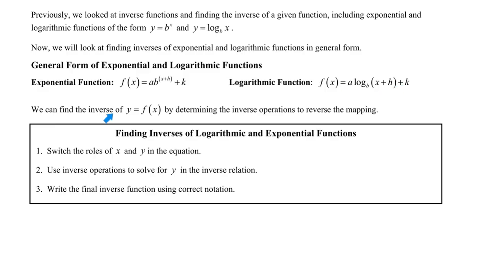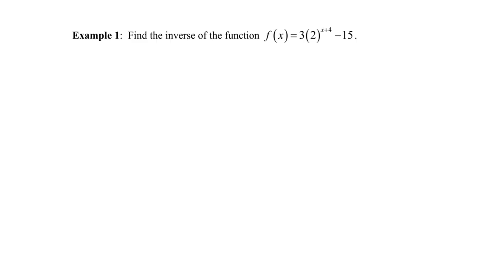So we can find the inverse of y equals f of x by determining the inverse operations to reverse the mapping. So we're going to switch the roles of x and y just like we did before. And then we're going to use the inverse operations to solve for y just like we did before. And then we're going to write the final inverse function using the correct notation, meaning f negative 1 if it is an inverse function.